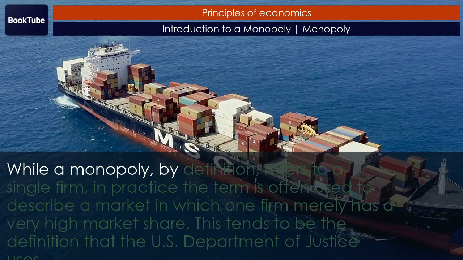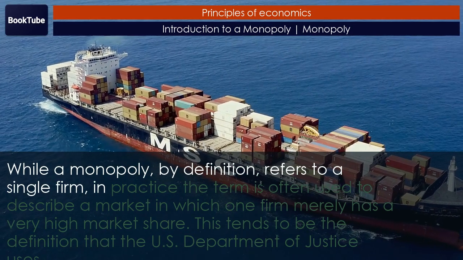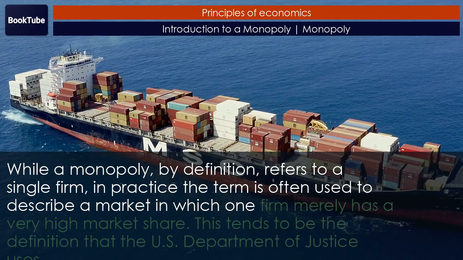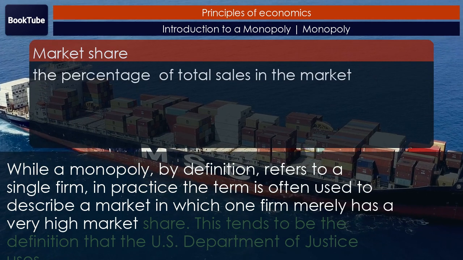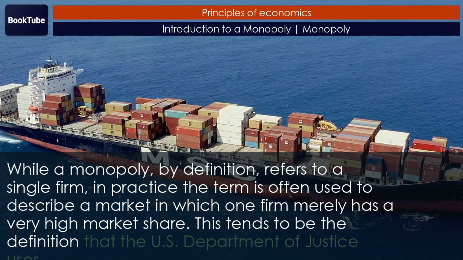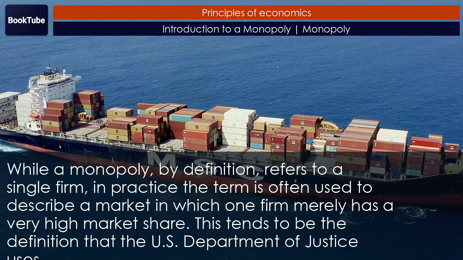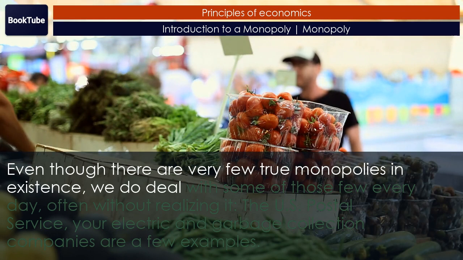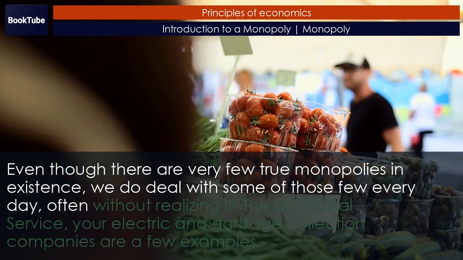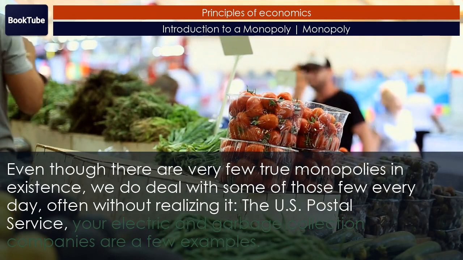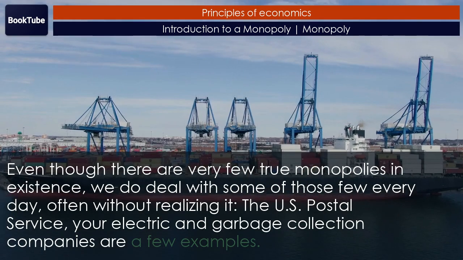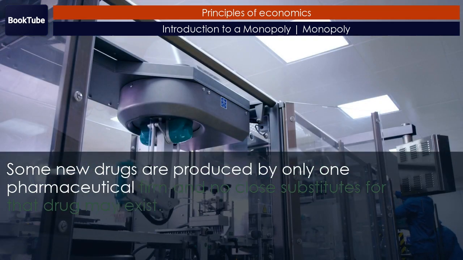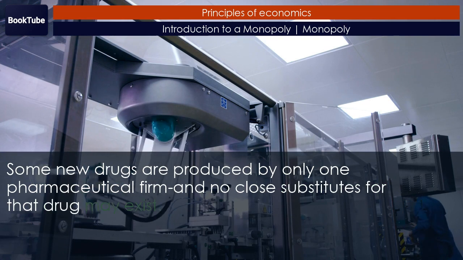While a monopoly, by definition, refers to a single firm, in practice, the term is often used to describe a market in which one firm merely has a very high market share. This tends to be the definition that the U.S. Department of Justice uses. Even though there are very few true monopolies in existence, we do deal with some of those few every day, often without realizing it. The U.S. Postal Service, your electric and garbage collection companies are a few examples. Some new drugs are produced by only one pharmaceutical firm, and no close substitutes for that drug may exist.